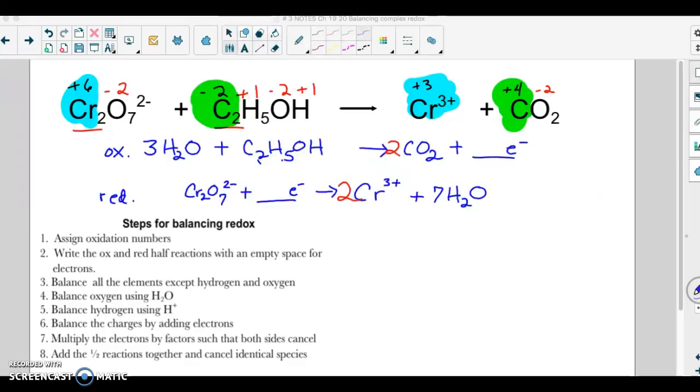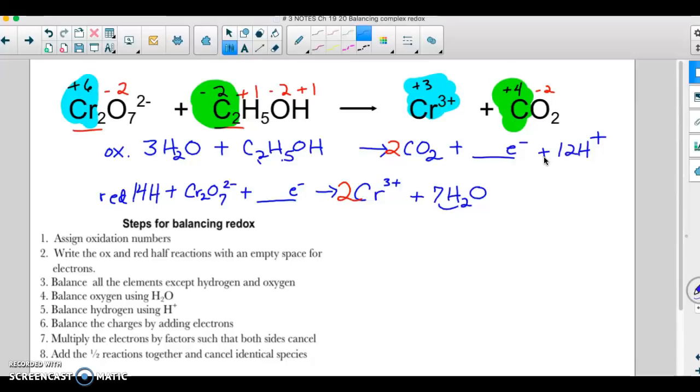Oh, I was going to balance the hydrogens. So I have 12 hydrogens over here for the oxidation on the reactant side. So I'm going to need 12 hydrogen ions over here. Now I'm going to go down and balance the hydrogens for the reduction half reaction. You can see that I have 14 hydrogens here. So I would need to add 14 hydrogen ions to the reactant side.